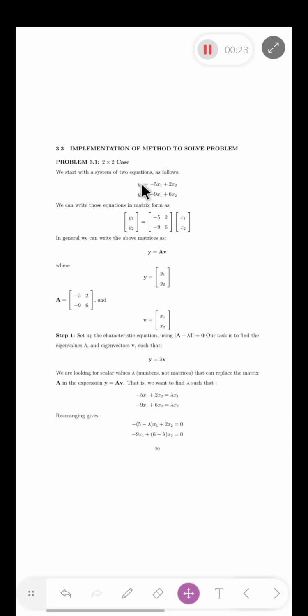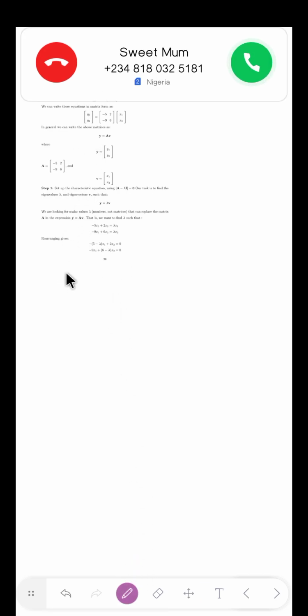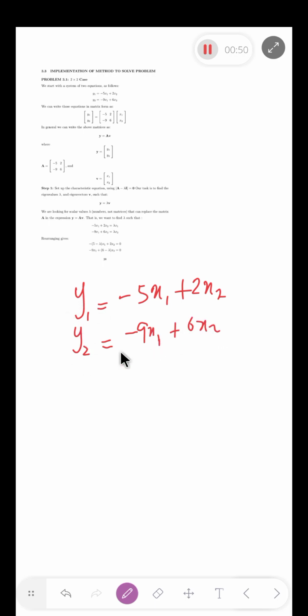Looking at this linear equation, we are actually given a system of equations: y1 equals minus 5x1 plus 2x2, and y2 is also given as minus 9x1 plus 6x2.